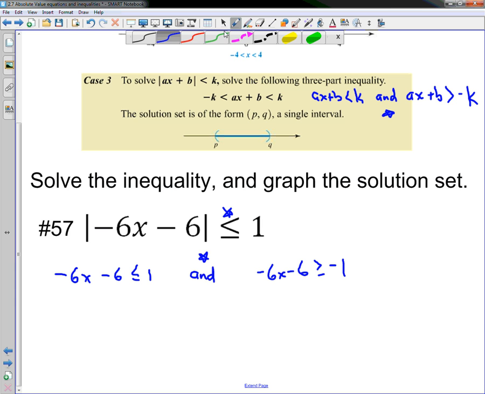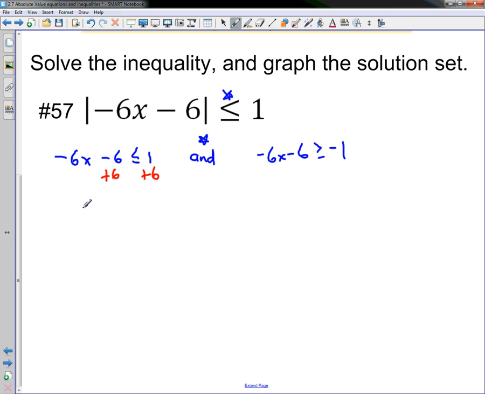So we go ahead and solve. Add 6. And we get negative 6x is less than or equal to 7. Divide by negative 6. And we have x, we divided by negative, so go ahead and flip the inequality symbol, and we have negative 7/6.